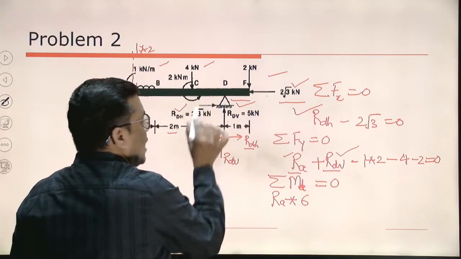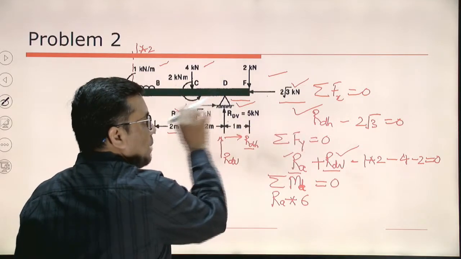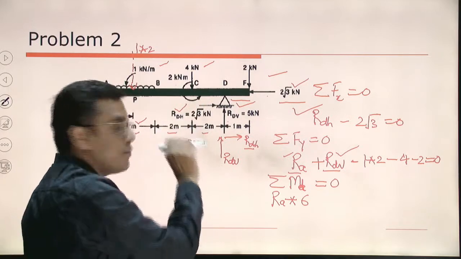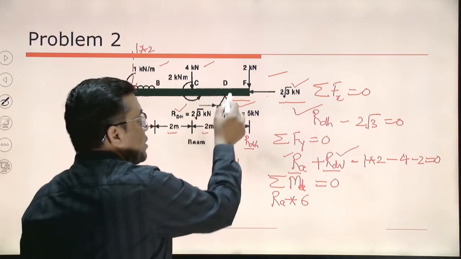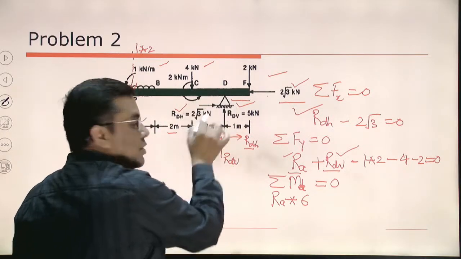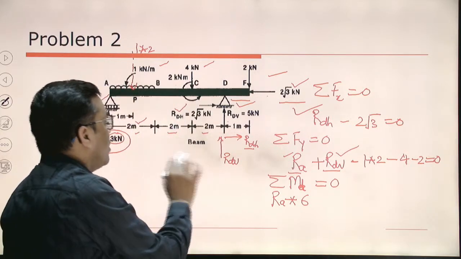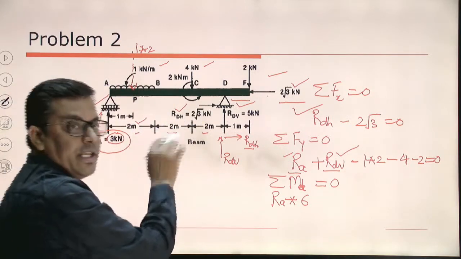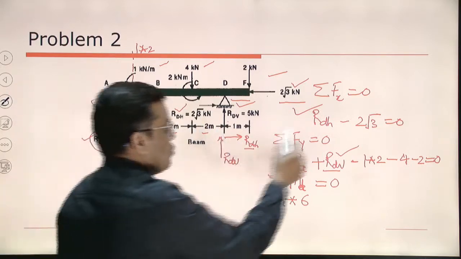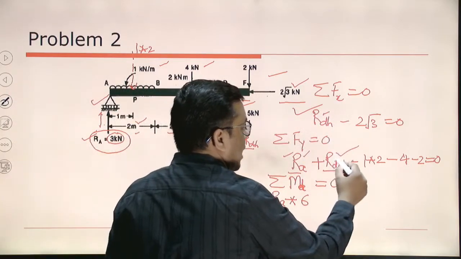Now I am taking the RDH. RDH, the horizontal force at point D, is also passing through point D. So it will also not generate any moment, it is not trying to rotate about point D. Okay. So RDH is done, RA is done, RDV is done.